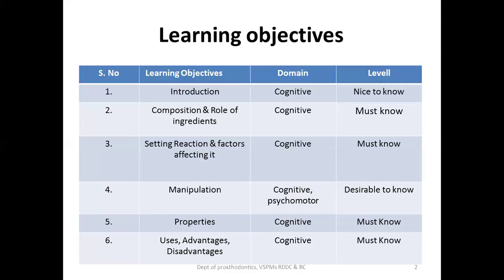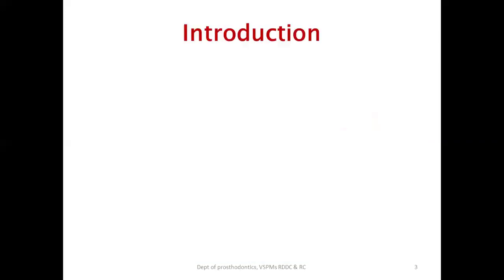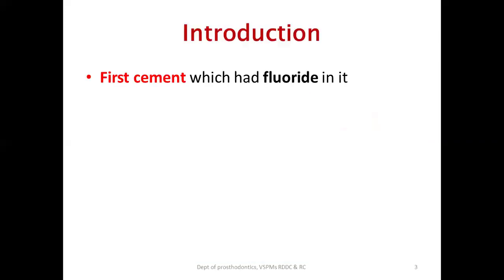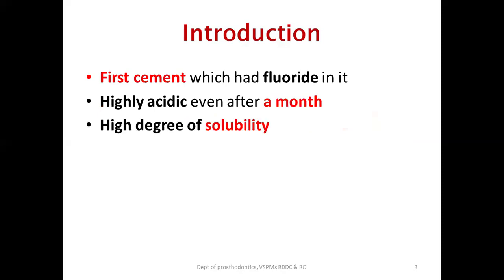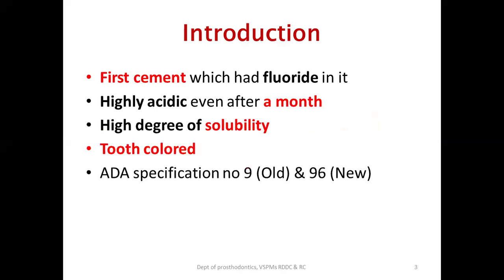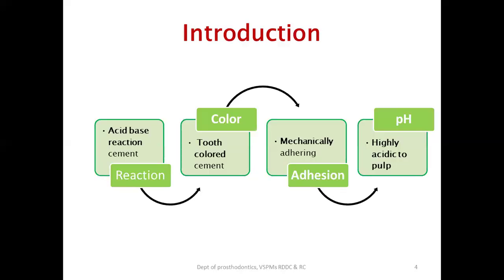So we'll see this under different heads. It is the first cement which had fluoride in it. It is highly acidic even after a month, with a high degree of solubility in the oral cavity. It is tooth colored. The specification number, the old one was 9 and the new one is 96. Reaction wise, it's an acid-base reaction cement. It is a tooth-colored cement mechanically adhering to the tooth, and it is highly acidic to the pulp.